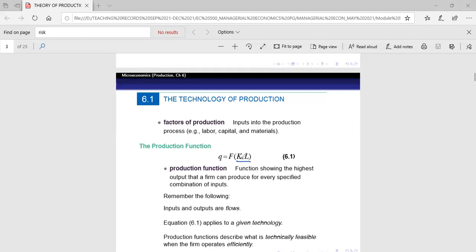For example, if we are using only two inputs, capital and labor, K stands for capital and L stands for labor, right? This capital can be in the form of machinery, it can be in the form of buildings, right? So that's how the production function looks, and it will show the highest amount of output that a farm can produce for given combinations of inputs.